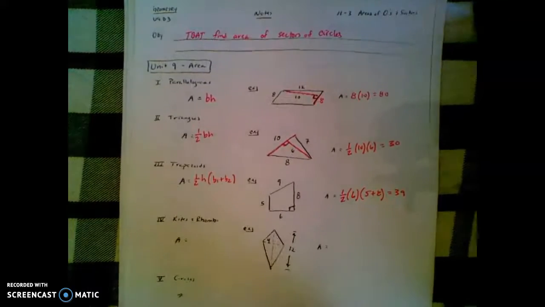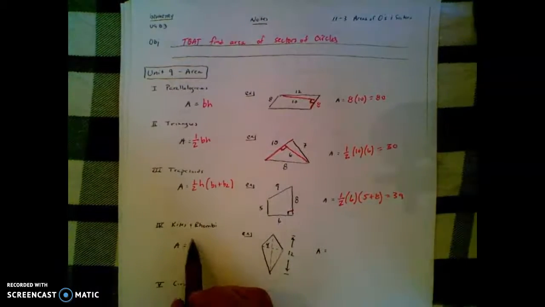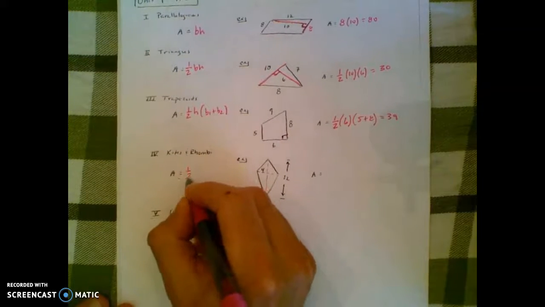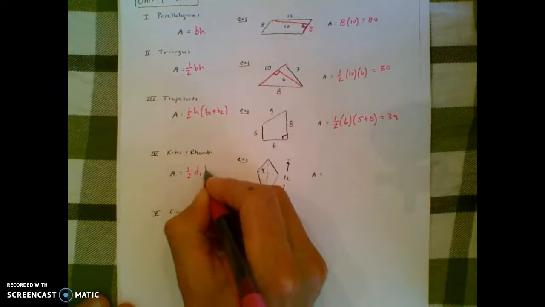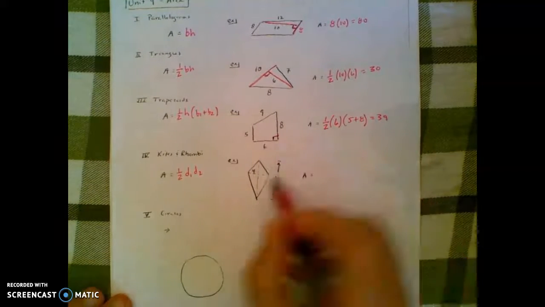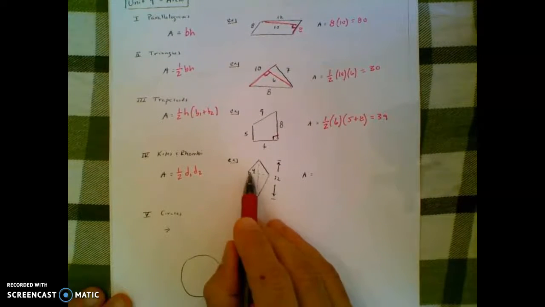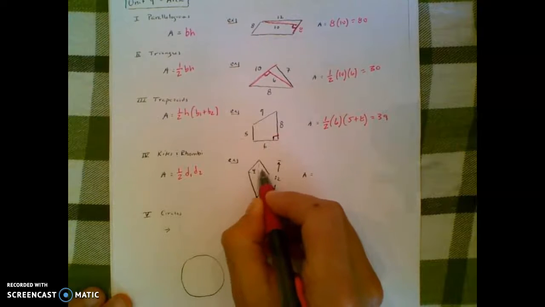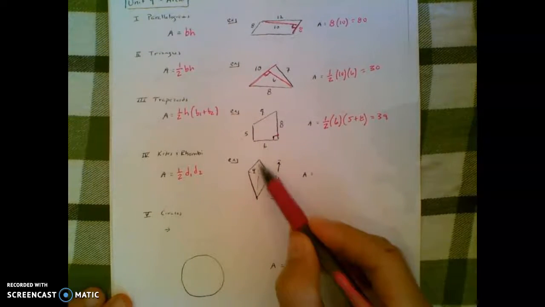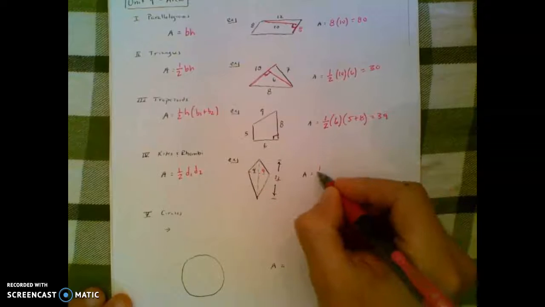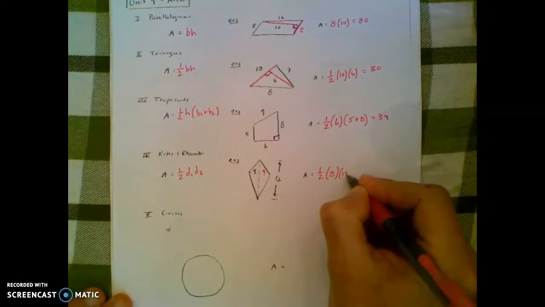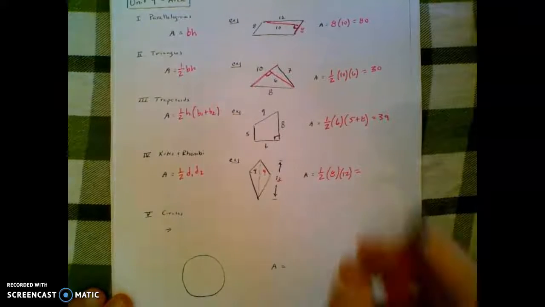Then the kites and rhombi, remember they had the same formula. That's why we kind of did them at the same time. The formula on those was 1/2 the diagonals, D1 and D2. So in this one, I have a kite. Remember that the long diagonal of a kite bisects the short one. So if this half is 4, that means this half over here is 4, which means this whole diagonal is 8. This whole diagonal is 12. So the area on this would be 1/2 of 8 times 12. And that's going to be 48.